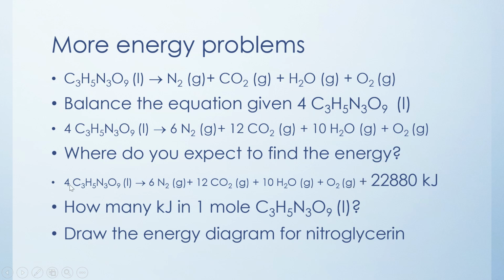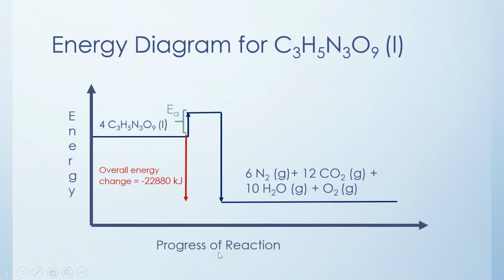So if 4 moles of nitroglycerin give 22,880 kilojoules, how much would 1 mole give you? And hopefully it makes sense that 1 mole would give you 1/4 the energy. So because 1 mole is 1/4 as much of this nitroglycerin, you'd get 1/4 as much of the energy. So it'd be 5720 kilojoules.